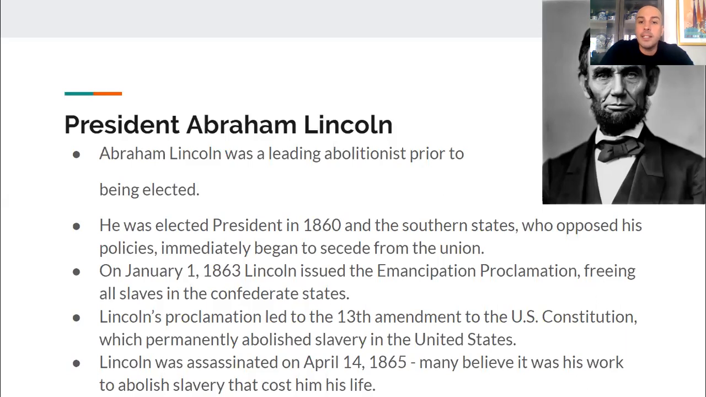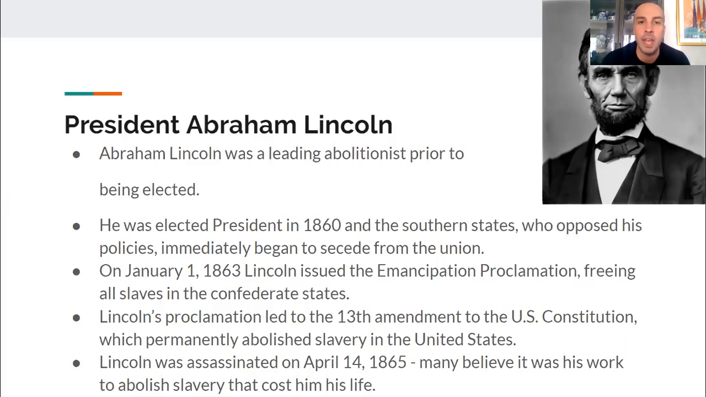He was elected in 1860, and as I said, the southern states were opposed to his policies and his laws, and they immediately reacted to his inception to office and started seceding from the Union, as I said earlier. And on January 1st, 1863, President Lincoln issued what is known as the Emancipation Proclamation, which freed all the slaves in the Confederate States.